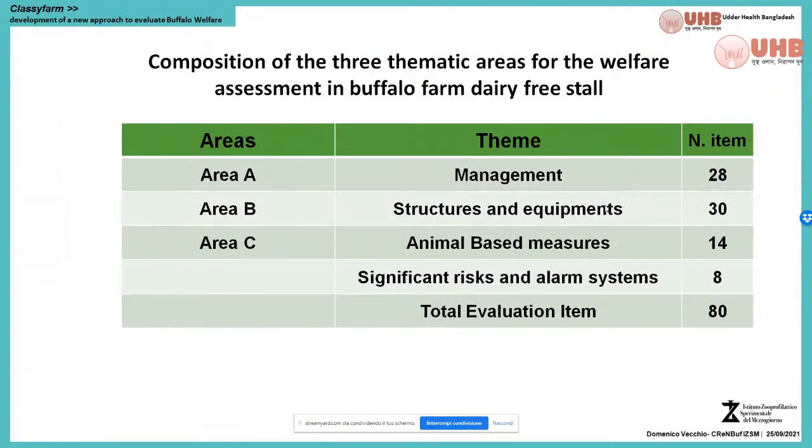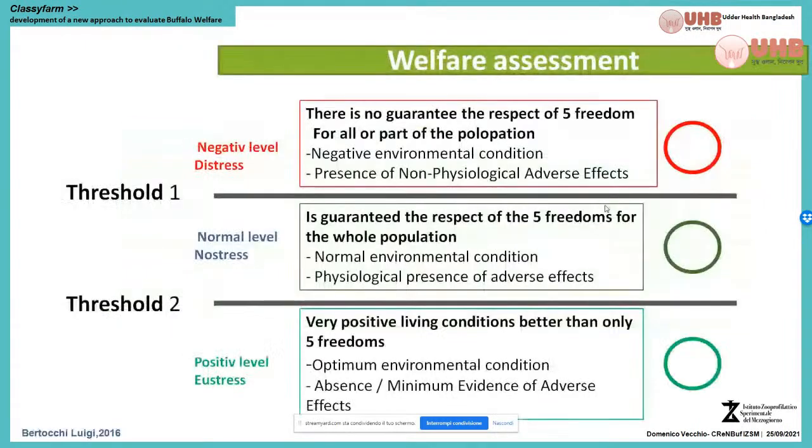We have identified three macro areas. In the first two macro areas are collected the hazards, the input, and their threshold levels. Then we have identified the animal-based measures, represented by 14 items with the threshold levels. For each item, we have identified the threshold level at which the occurrence of the hazard may cause three conditions: no stress, normal level, intermediate condition; eustress, improvement of welfare condition; and distress, worsening of welfare condition. These levels are identified by the bibliography and by expert opinion activity.